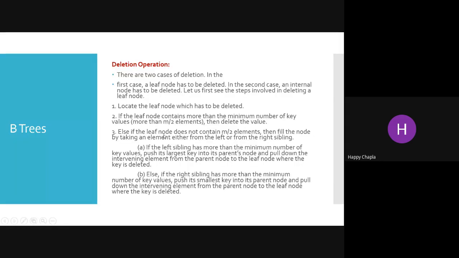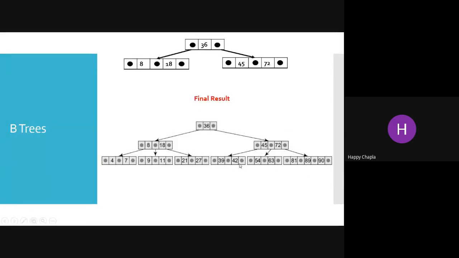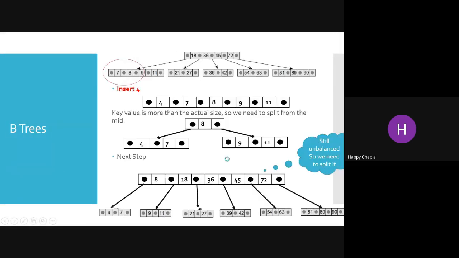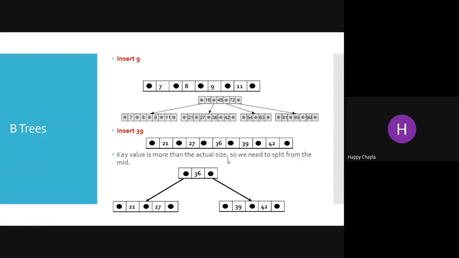Now, else if the leaf node does not contain m divided by 2 elements, then fill the node by taking an element either from the left or from the right sibling. Imagine we are just borrowing something from the left sibling, or we are borrowing something from the right sibling. What does it mean? Let me show you that example.